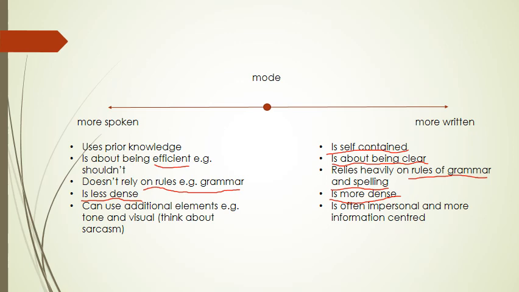The last point is that when it comes to spoken language, we can use additional elements like tone or visual elements. Think about if you're listening or watching somebody speak, they might be using their hands, they might be pointing to something and saying, hey, look at this over here. That doesn't mean anything from a text point of view, but because you're watching them, it has a completely different meaning.